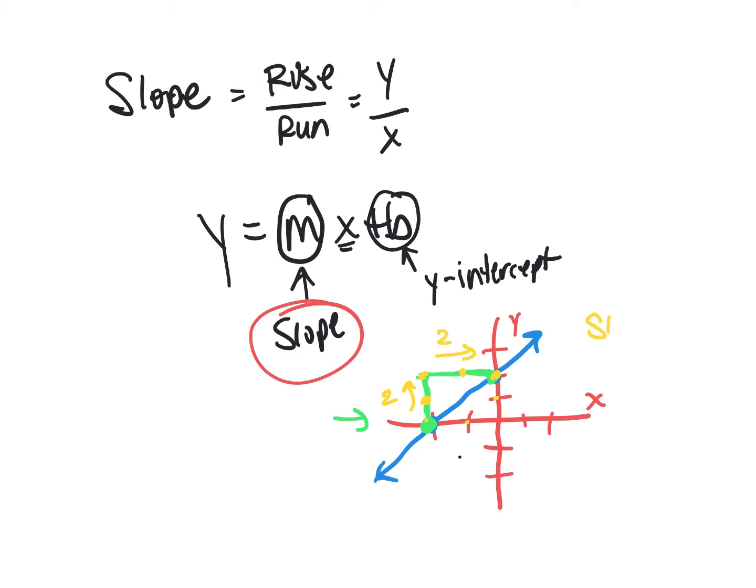So my slope is 2 over 2, right? Because I had a rise of 2, which is going up the y-axis, and then a run of 2. So anything divided by itself is 1. So what you're going to start doing is putting an m there in place of the word slope, because m is our slope here. Okay.